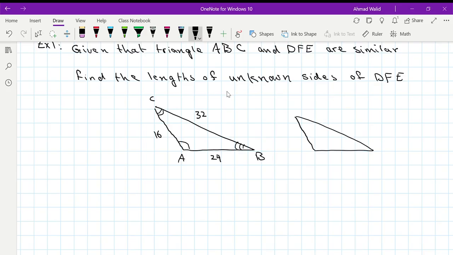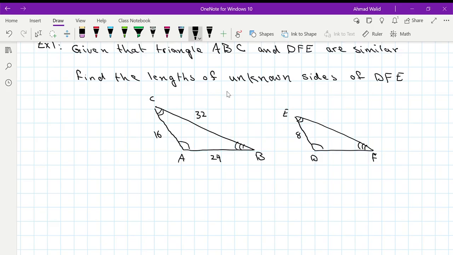This is E, D, F, correct? Or DFE. Of course, this angle is equal to B, E is equal to C, and D is equal to A. Correct? They only give you one side of it, which is 8. They are asking you to find FE and DF. How much is the length of these sides?